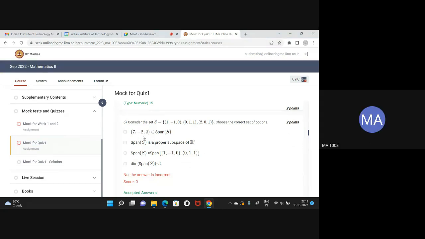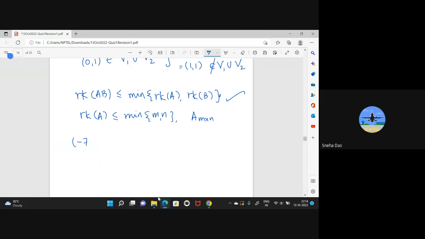So can you write (7, -2, 2) as a linear combination of these 3 vectors? If yes, then it belongs to the span. If no, it doesn't. That's all. Ma'am, I didn't get the solution which is provided. Why didn't you get the solution?